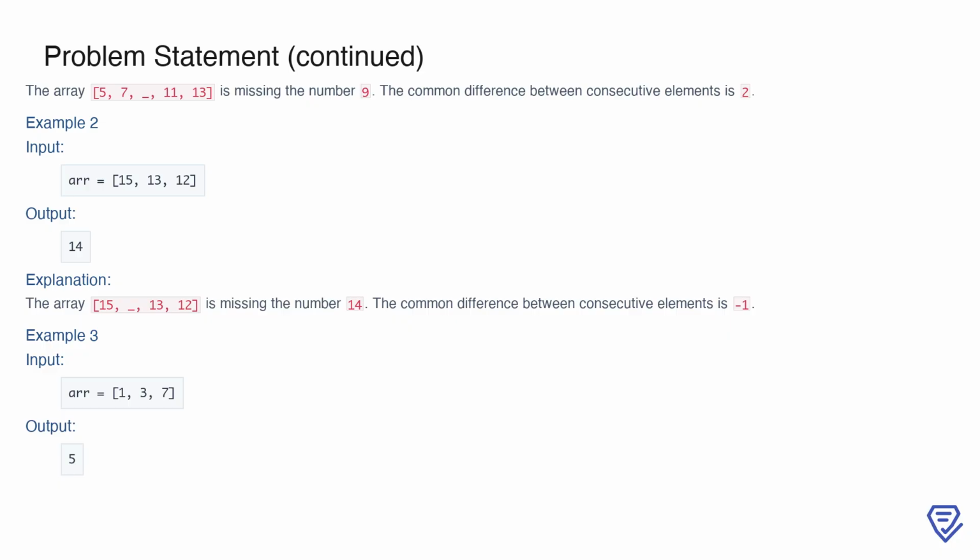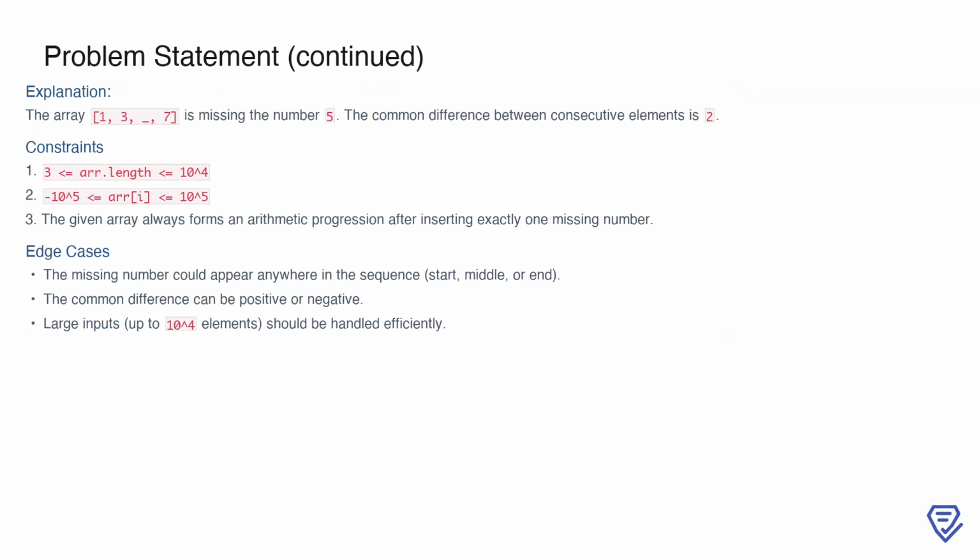Now consider another example. If the input is 15, 13, 12, the output is 14. This time, the array 15, blank, 13, 12 has a missing number between 15 and 13. The common difference here is -1, so the missing number is 14. Finally, in the third example, the input 1, 3, 7 leads to the output 5. The missing number in the sequence 1, 3, blank, 7 is 5, as the common difference is 2. To summarize the third example, the array 1, 3, blank, 7 has a consistent difference of 2, and inserting 5 makes it a proper arithmetic progression.